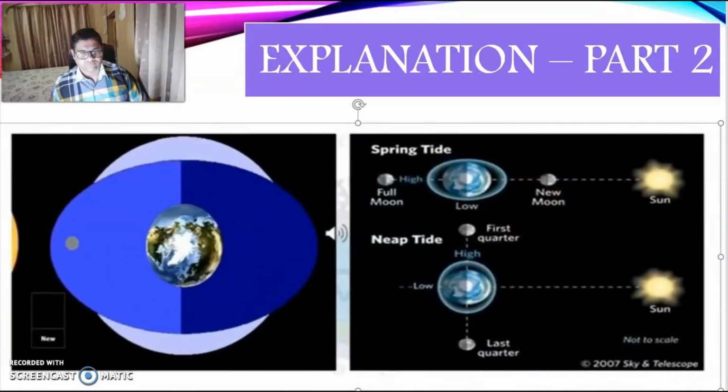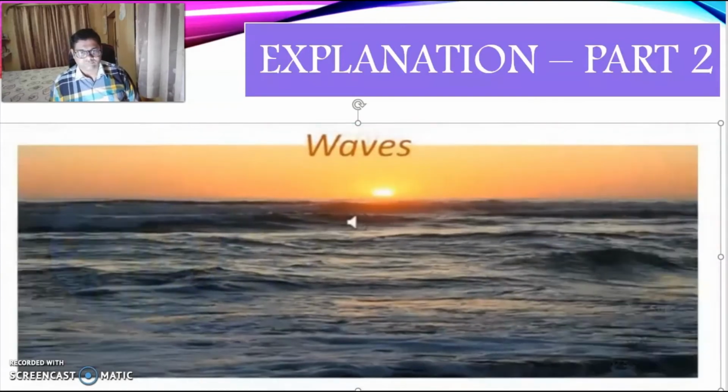We have also learned that tides are of two types. First, according to the height, that is high tide and low tide, and second one according to the phases of moon, that is spring tide and neap tide. Today we are going to learn about waves.